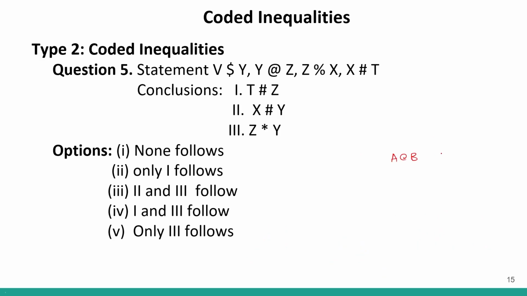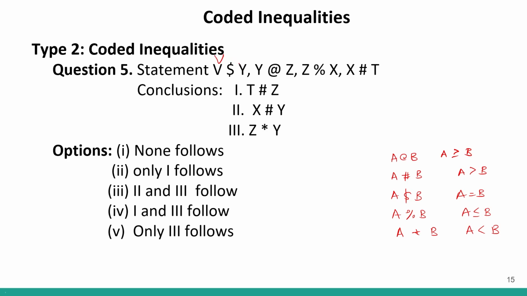A at B means A is greater than or equal to B. A hashtag B means A is greater than B. A $ B means A is equal to B. A percentage B means A is less than or equal to B. And A star B means A is less than B. These are your codes. Let me quickly write them.